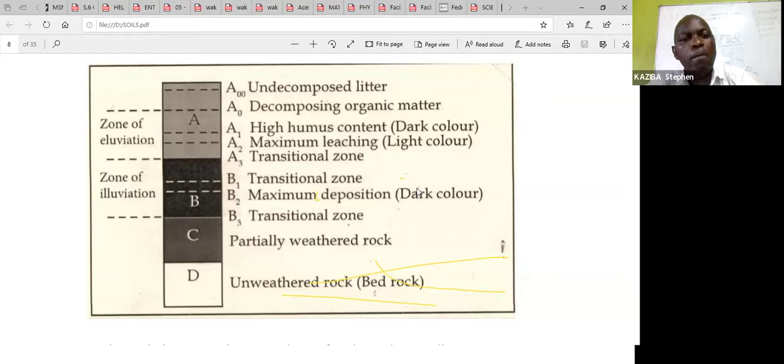Someone was asking about the rivers, drainage patterns, but those ones need diagrams when I'm explaining, because I can't explain without. So maybe next time I'll begin with those ones.